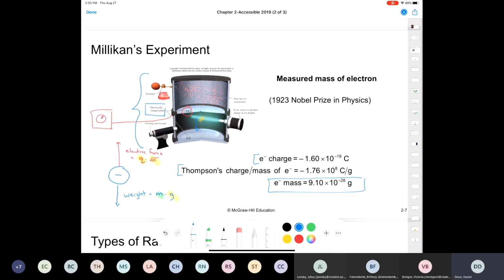Now, again, I'm not going to ask you, oh, please write me a 20-page essay on Millikan's experiment. No, I just want you to have an idea where it comes from. So what you need to know is that Millikan is responsible for determining the mass of an electron.